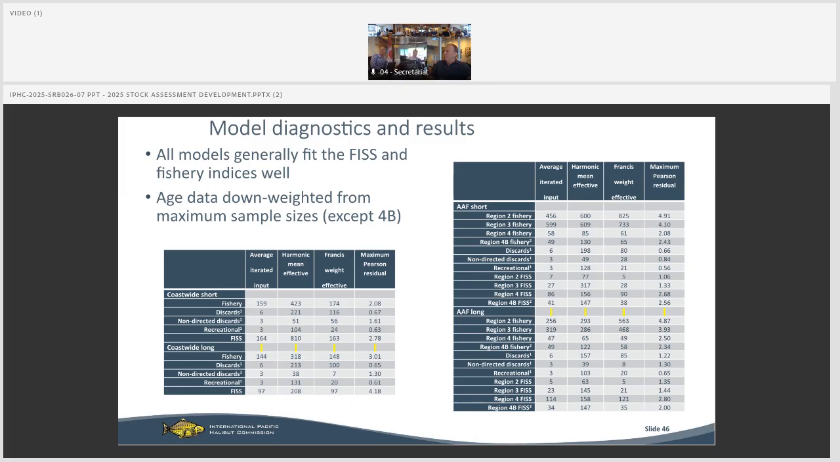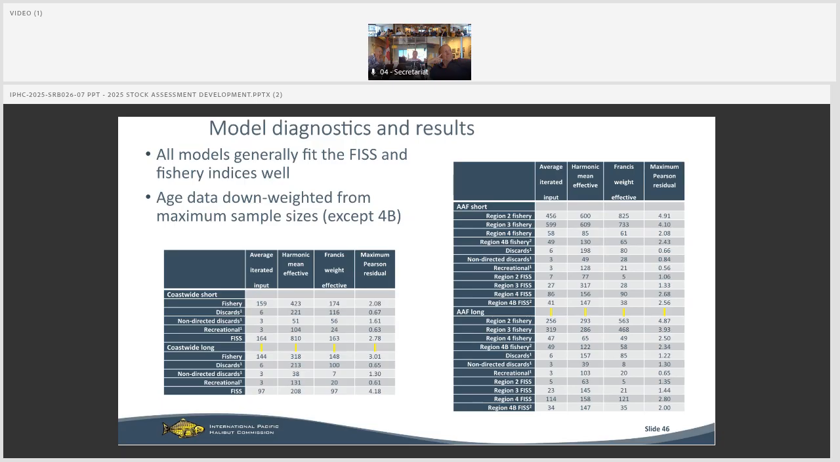The takeaway from this is that I think all of these iterated input sample sizes are pretty reasonable. We don't get anything that's enormous. The ones that bother me the most are the region 2 and 3 survey sample sizes for the areas as feasible. You see, both of those have really low sample sizes. And those are cases where we have some systematic shifts within the age data that are highly model resistant. And I'll talk a little bit more about those.